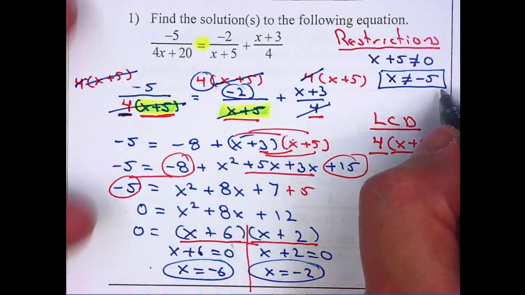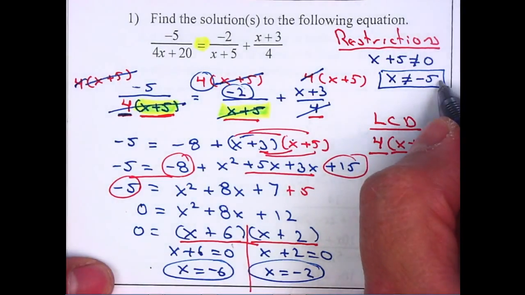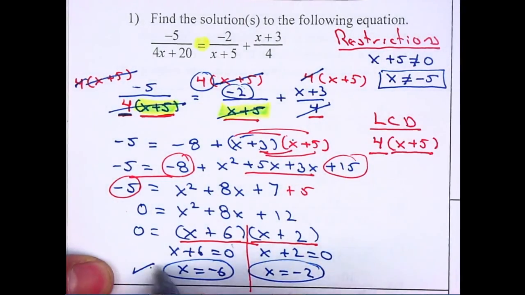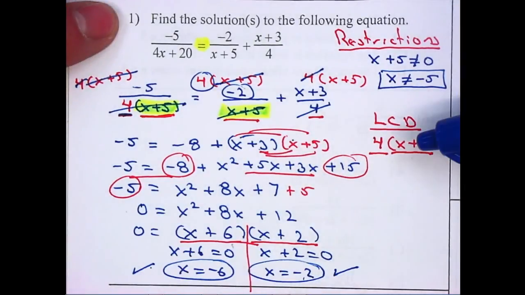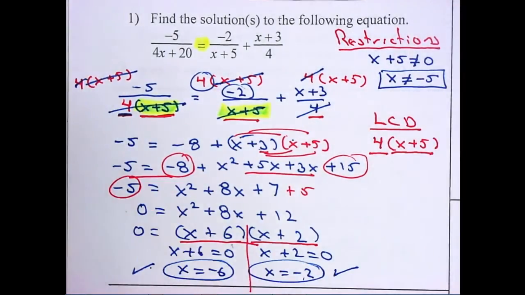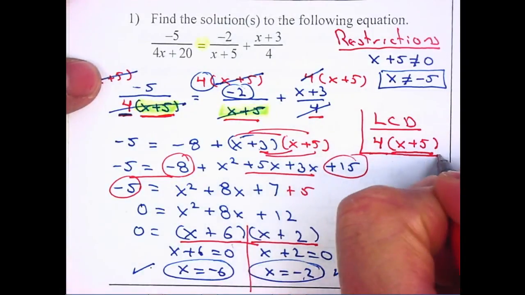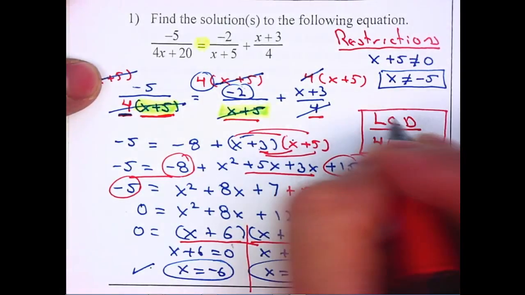Now, does it conflict with my restrictions? x cannot be equal to negative 5. This is fine. x cannot equal negative 2. Therefore, this is fine. Remember to do your restrictions and also to provide the LCD so that I can see if you actually understand it.